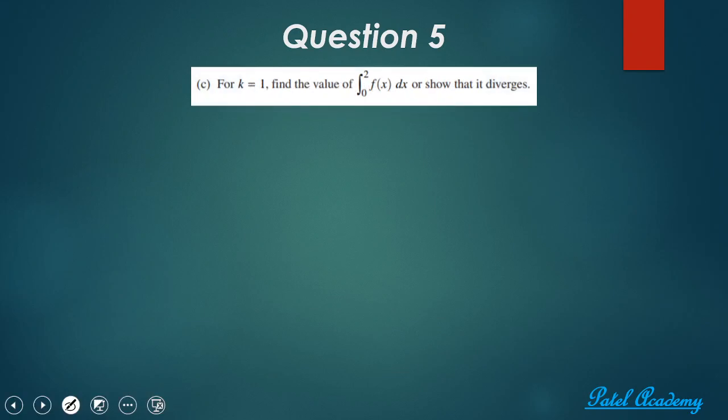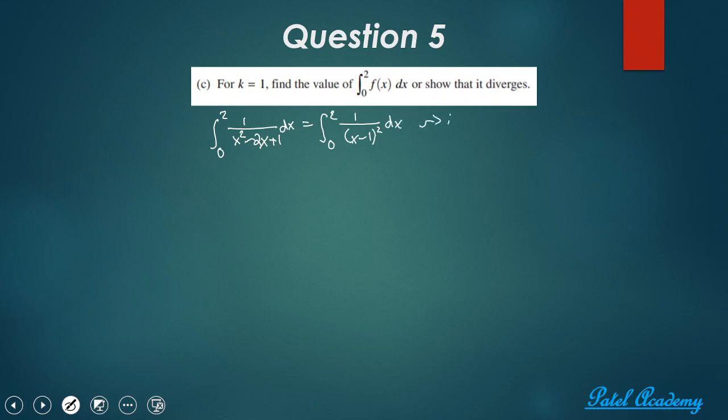This next one, however, is an interesting question. Because it says for k is equal to 1, find the value of the integral from 0 to 2 of f at x dx, or show that it diverges. Now, a lot of times this is an indication that there is going to be some divergence. So let's work through our value k is equal to 1. So I get from 0 to 2 of 1 over x squared minus 2x plus 1 dx, which is equal to the integral from 0 to 2 of 1 over x minus 1 squared dx.